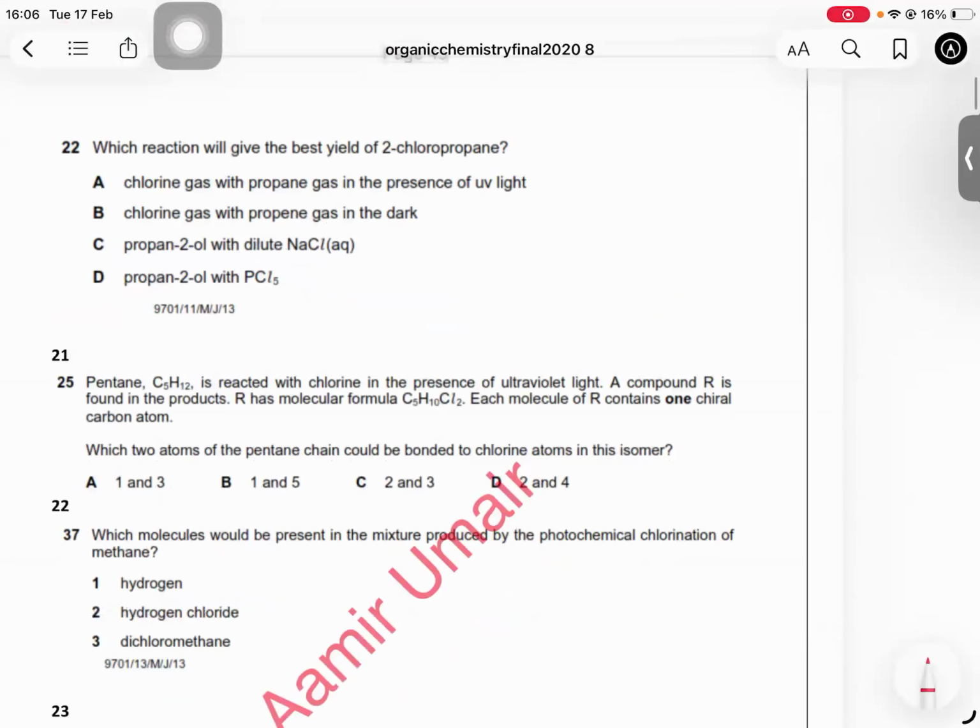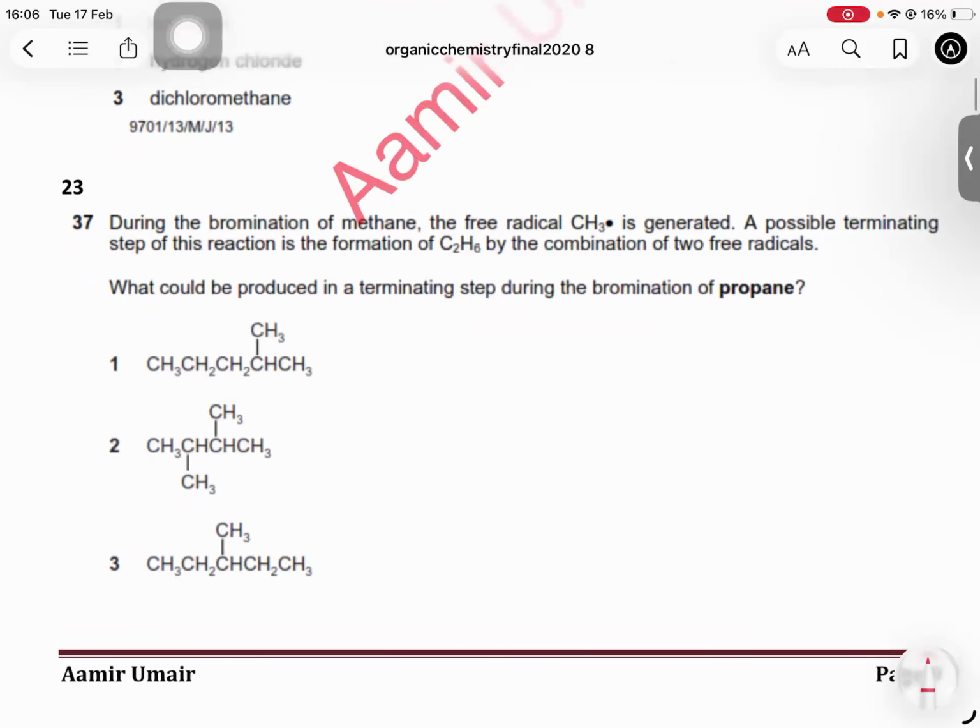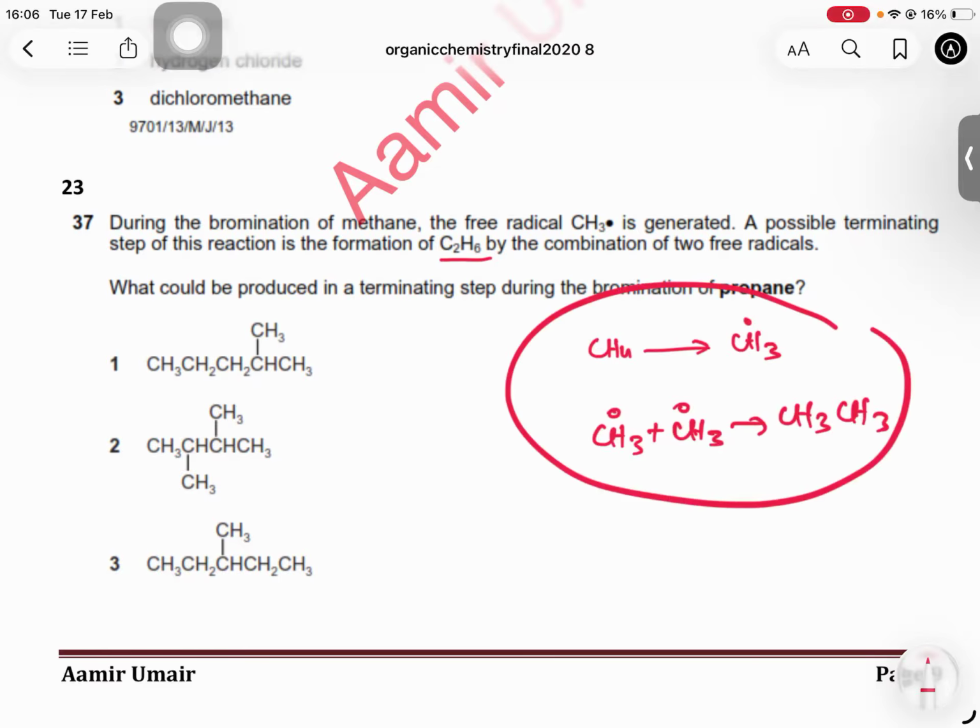Just 1 minute, please. Yeah, this 23. Here is the question. During a bromination, methane free radical generates CH3. Possible termination step in this reaction turns into C2H6. You understood the question? He said कि मीथेन की फ्री रेडिकल ये है और फिर उसने कहा इसकी टर्मिनेशन से क्या बन सकता है, and that will be formed by terminating two free radicals together. ऐसे ही बना ना C2H6. ये उसने हमें आइडिया दे दिया कि that is the question में.